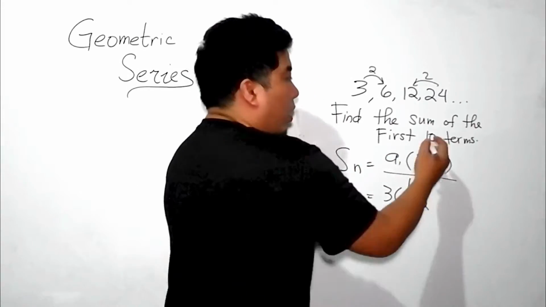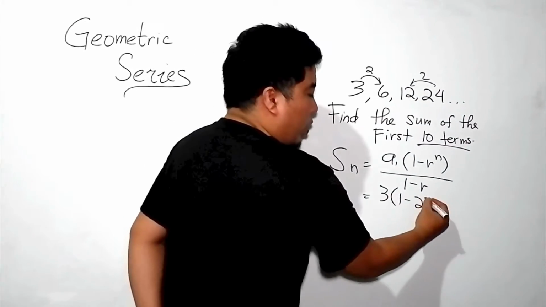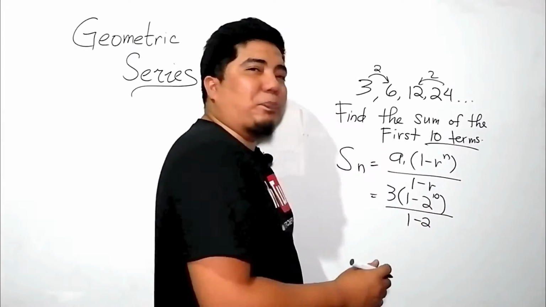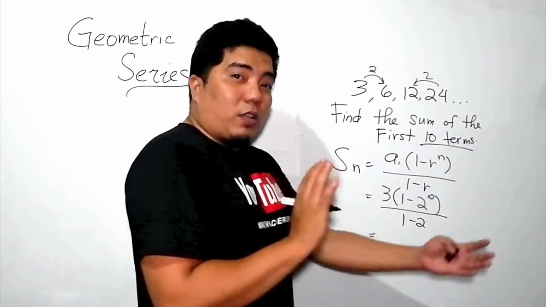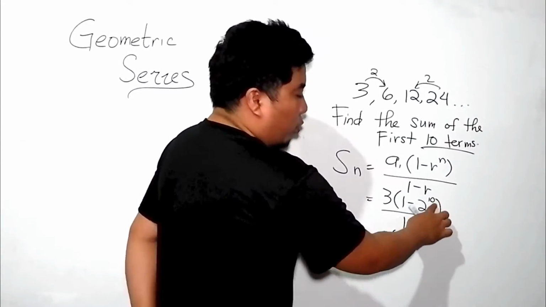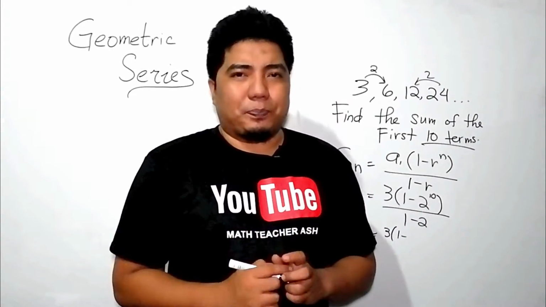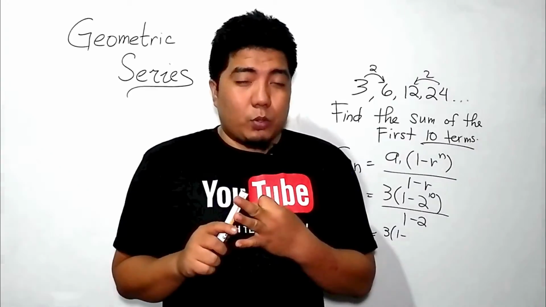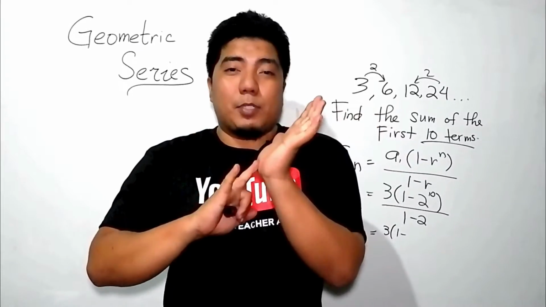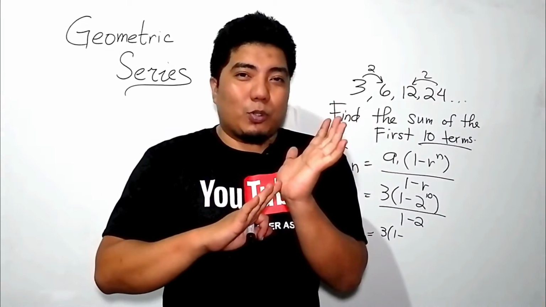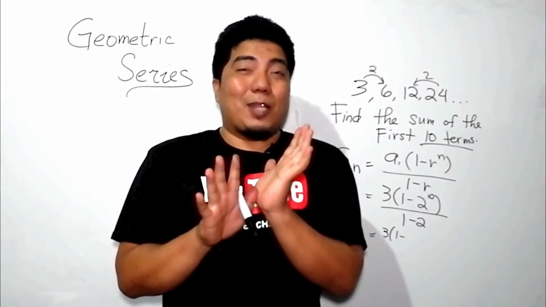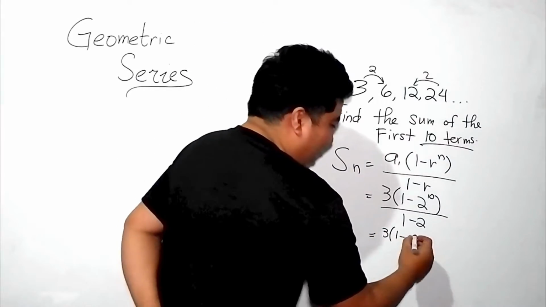So, what is our n here? The problem is 10 terms. So, we will use 10 as our n over 1 minus 2. So, what we do here is we solve first using PEMDAS. So, we have 3, then 1 minus 2 to the power of 10. What is 2 to the power of 10? 2 times 2, 4, times 2, 8, times 2, 16, times 2, 32, times 2, 64, times 2, 128, times 2, 256, times 2, 512, times 2, that would be 1024.